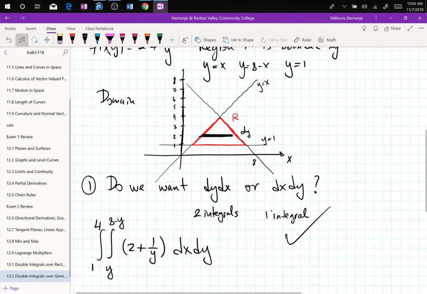So this is going to be now y1, y2, x1, x2, and y dx, x1, x2, y1, y2. So you can always see it.